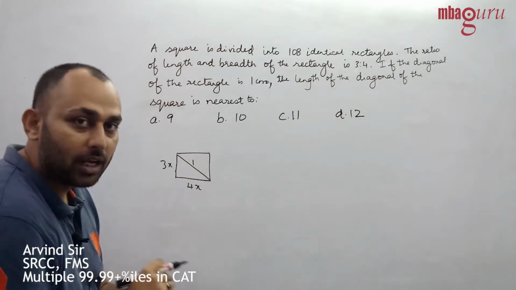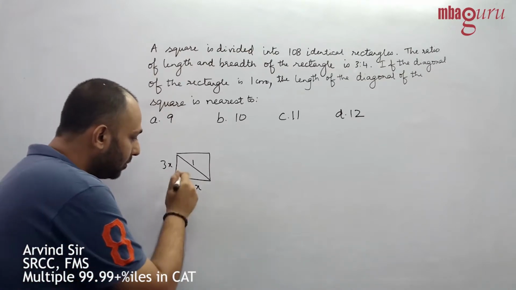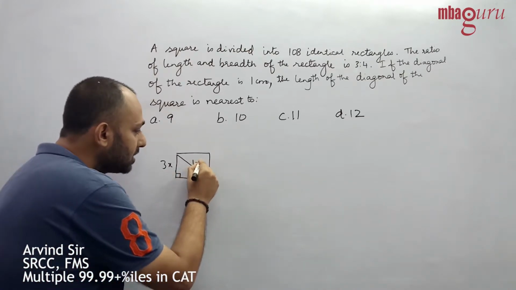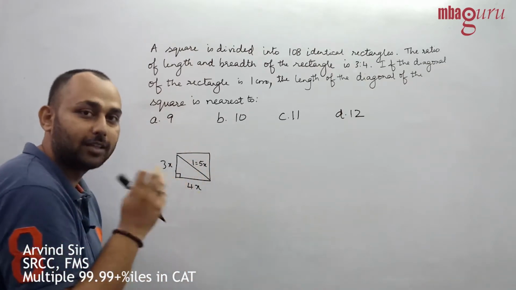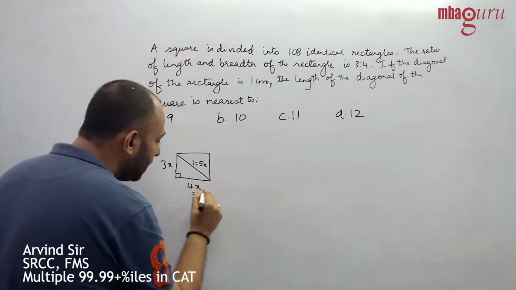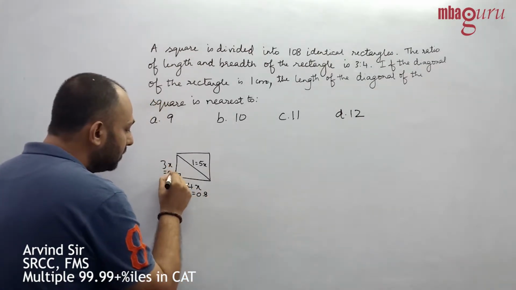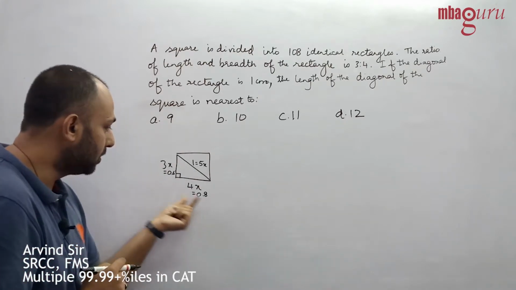If you remember nothing else from your high school geometry, you will remember 3, 4, 90 degree. This has to be 5x because 3, 4, 5 is the Pythagorean triplet. Therefore, 4x would actually be 0.8 and 3x would actually be 0.6. Now look at these sides, 0.6 and 0.8.